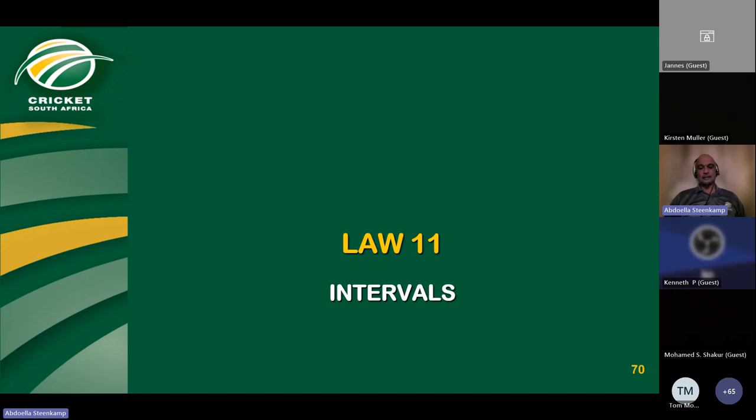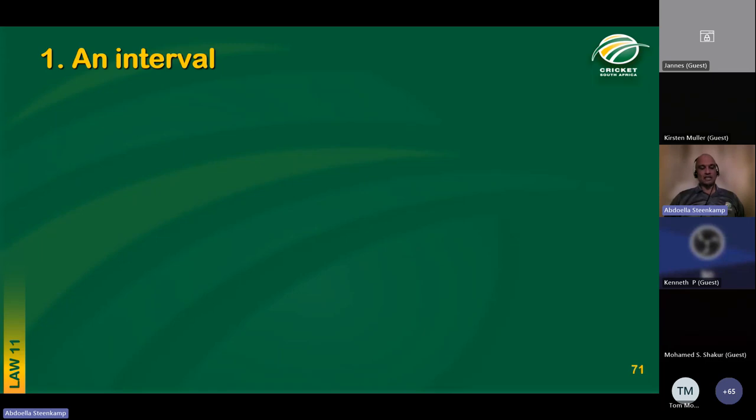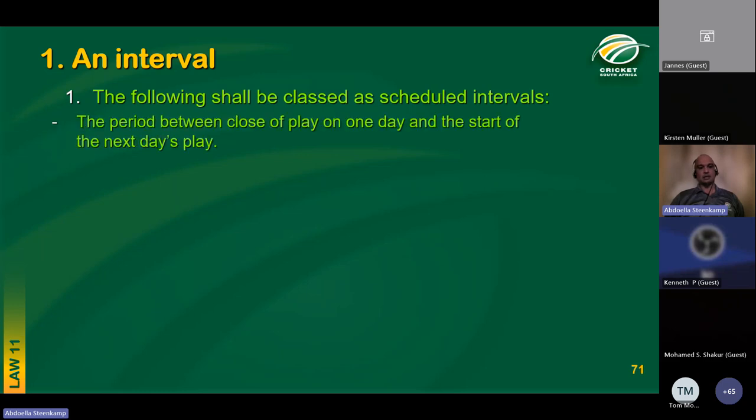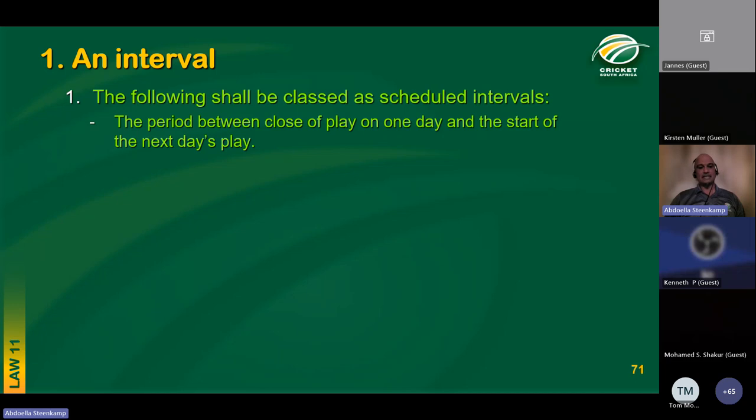Last law that I'm covering this evening is intervals. So what is an example of an interval according to the laws of cricket? And these are scheduled intervals, intervals that get decided before the game starts. So the mother body of cricket decides on these intervals. Firstly, a scheduled interval is the period between close of play on one day and the start of the next day's play. That is an example of a scheduled interval.